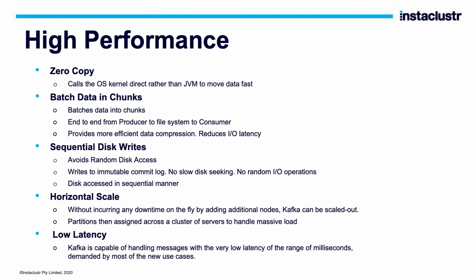So how is Kafka so fast? Well, it uses the operating system kernel rather than a JVM to move data. Cassandra is JVM based, so you always have to deal with a lot of JVM tuning. Data is batched into chunks, and this can be end-to-end from the producer to the consumer. You can also do data compression, which reduces I/O latency. Finally, you have sequential disk writes, and this avoids random disk access.